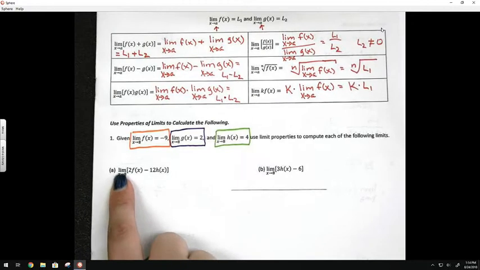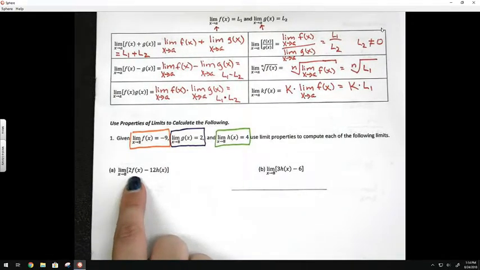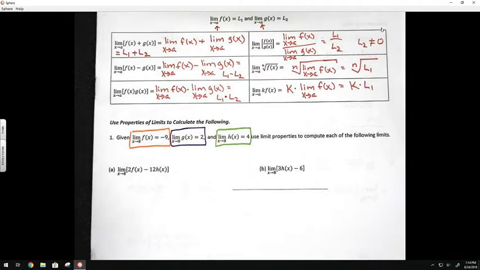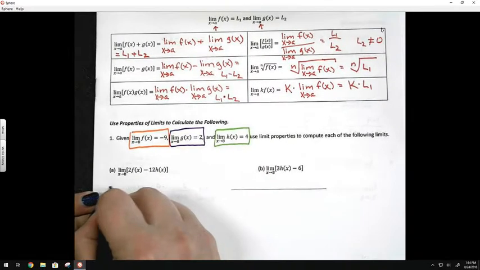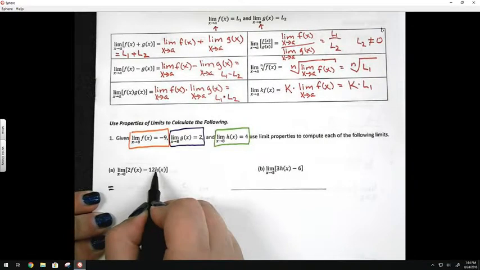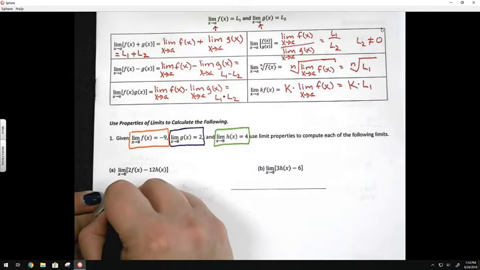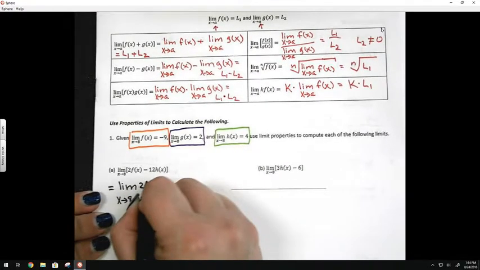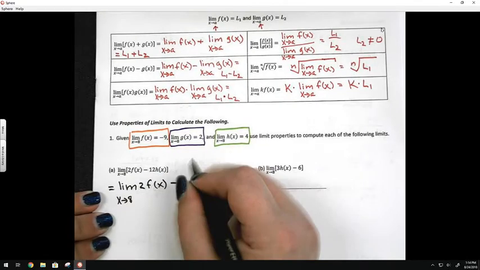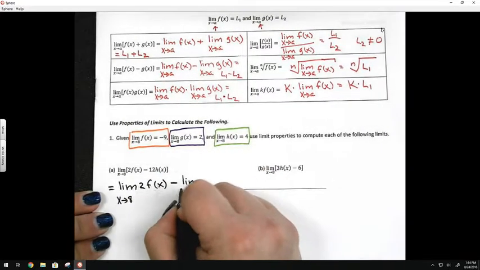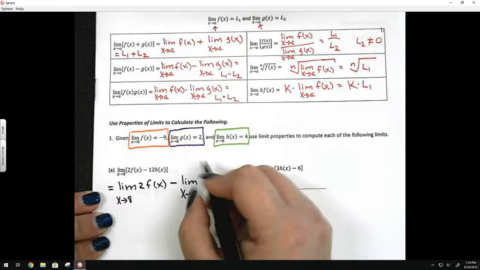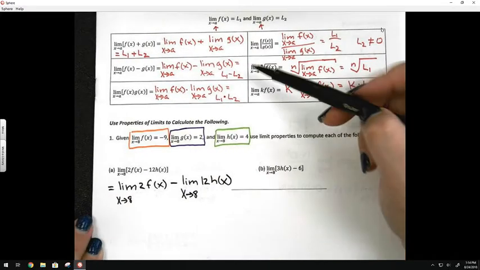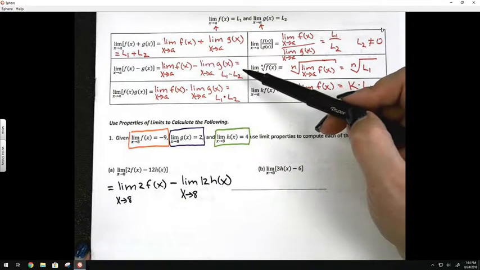So I want the limit as x approaches 8 of 2 times f of x minus 12 times h of x. So the very first thing we're going to do is actually break up the two limits here. So I've got the limit as x approaches 8 of 2f of x minus the limit as x approaches 8 of 12 h of x. So all I did was use this second property that we talked about up here, the subtraction one.